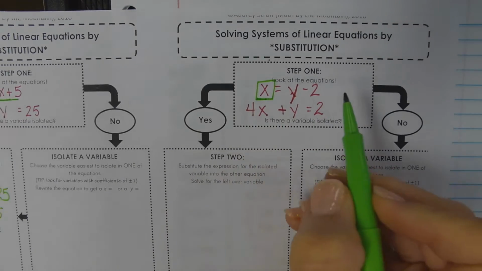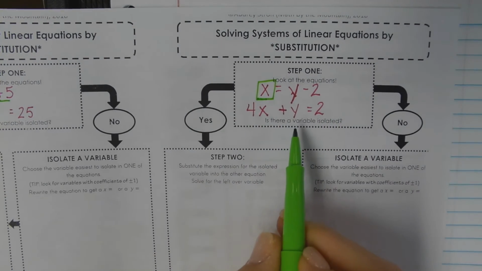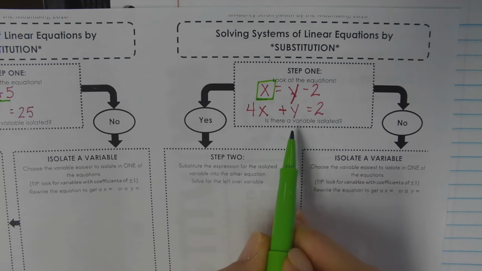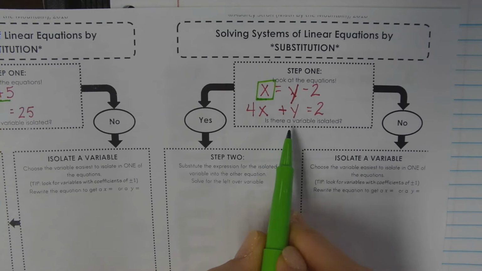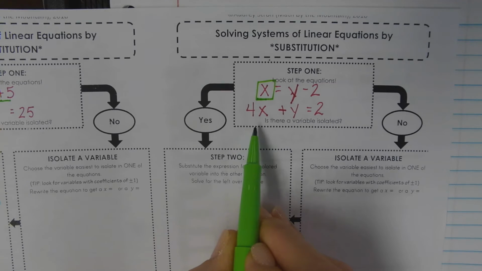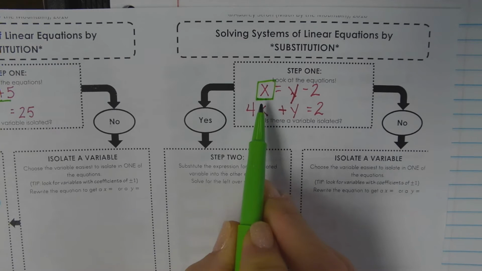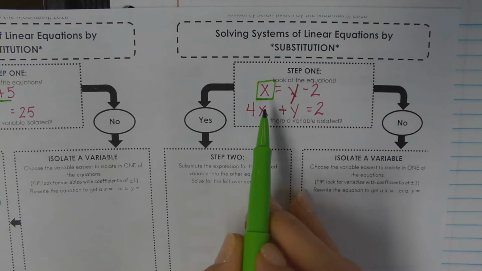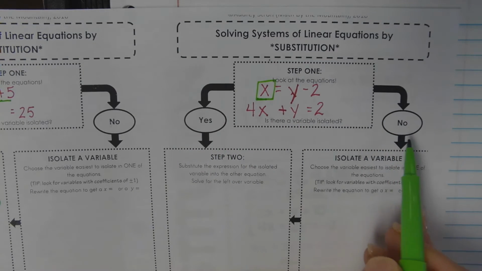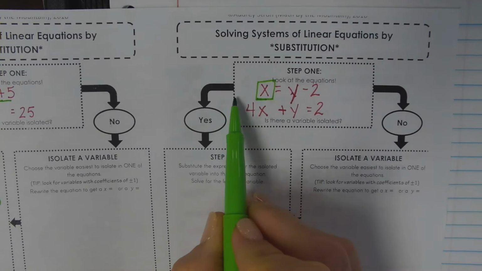You see how it's all by its lonesome self? Be careful to say Y. Do you see how Y has no coefficient? It's still not isolated because what's next to it over here? The 4X. I want a variable all by its lonesome self. So Daniel, is this a yes or is this a no? It's a yes.